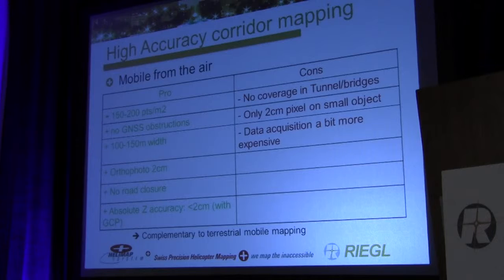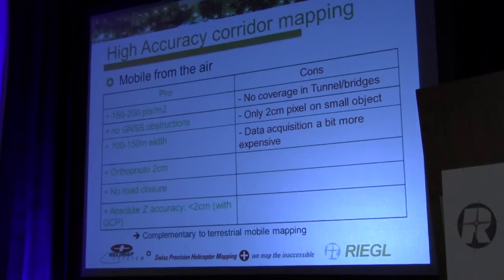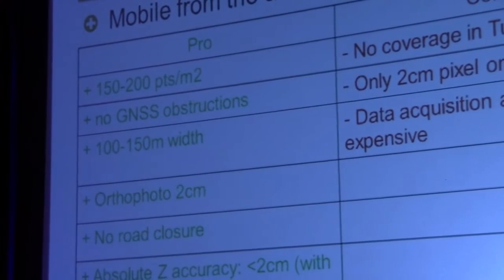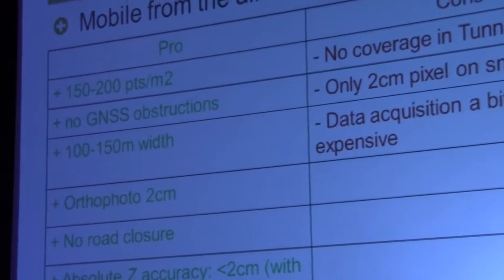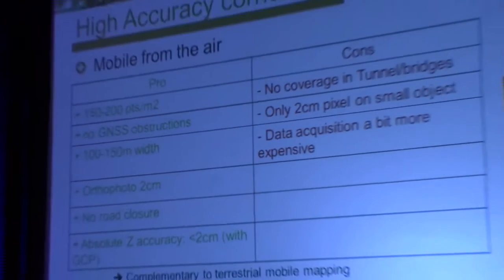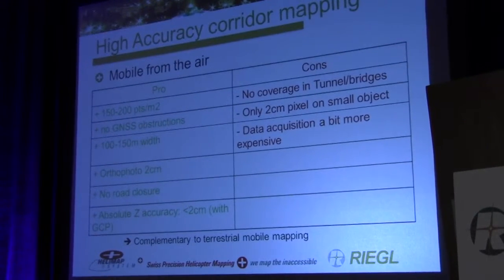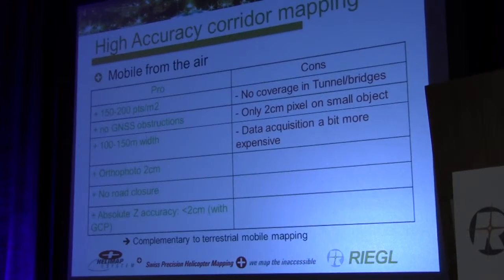Now regarding high accuracy corridor mapping, the idea is to do the mobile mapping from the air. Instead of using the car, you take the helicopter. It's probably more expensive, but it's more accurate, especially when you're in an alpine environment where you got a lot of obstructions to GPS. And there we can have about 200 points per square meter, so it's less than terrestrial, but you get no GPS obstruction.